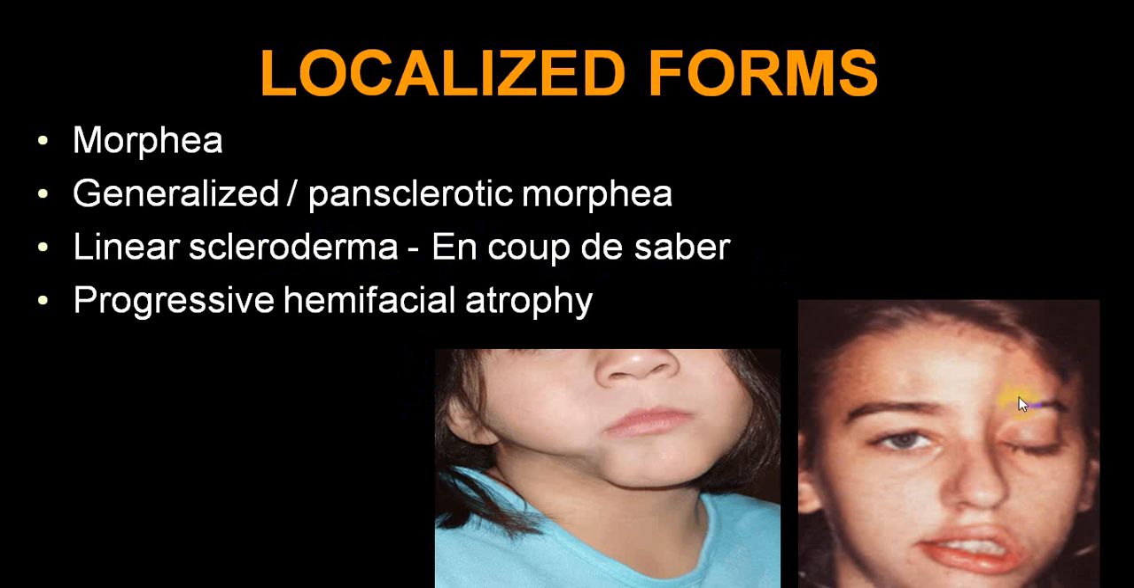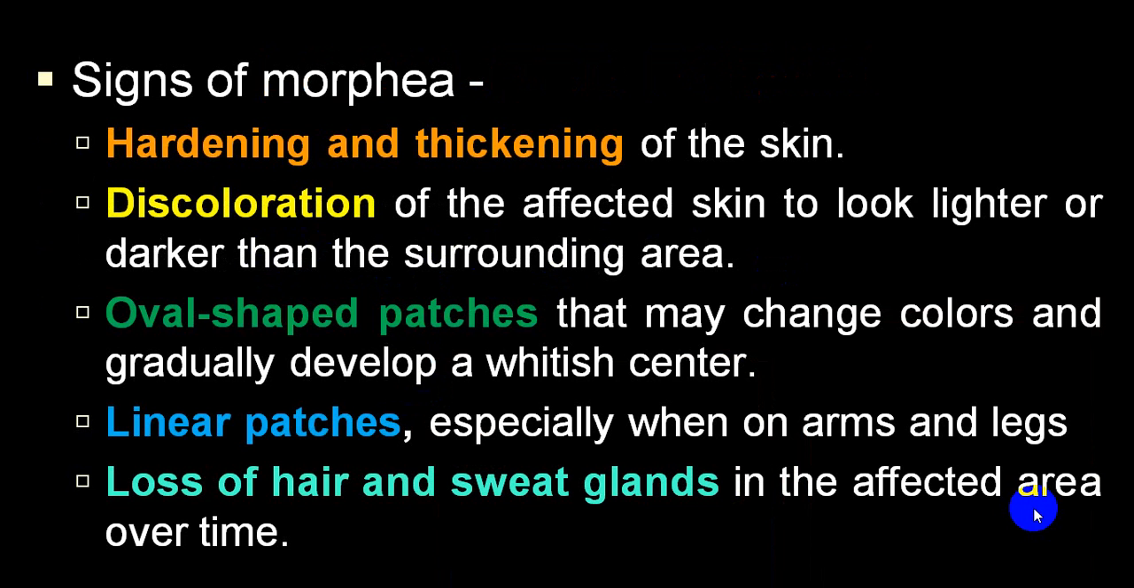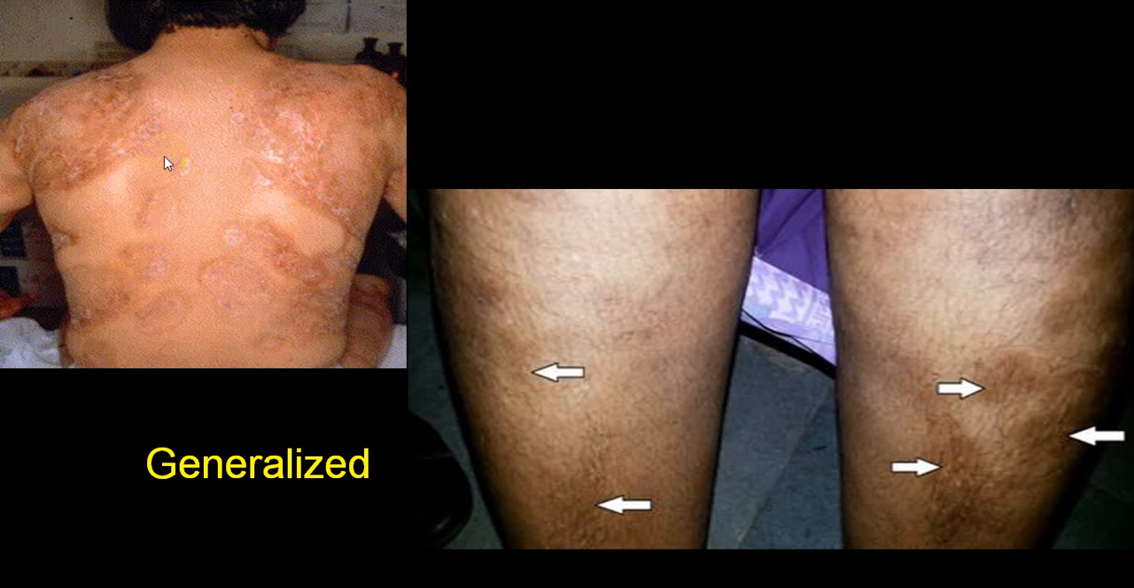Sometimes you come across that typical variety in which you get hardening and thickening of the skin, discoloration, oval-shaped patching, linear patches, loss of hair and sweat glands. This will be seen in the skin. You can see this typical. This is discoloration. This is localized involvement. You can have multiple different varieties.